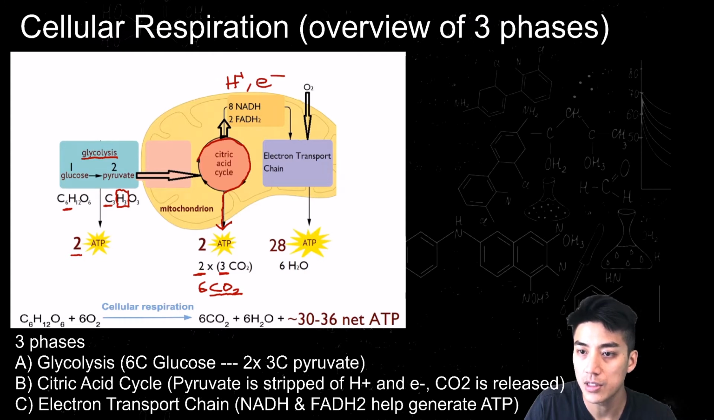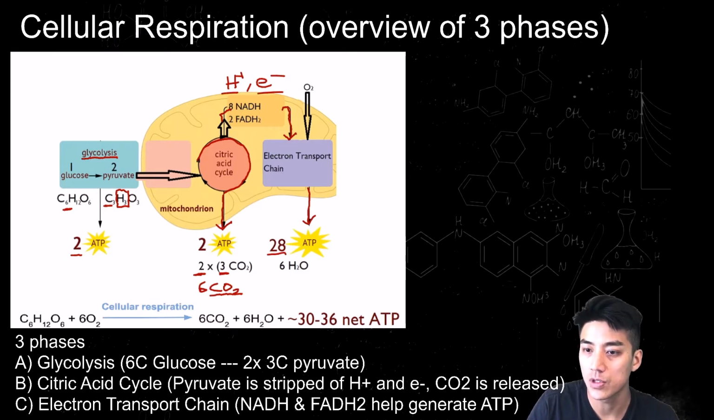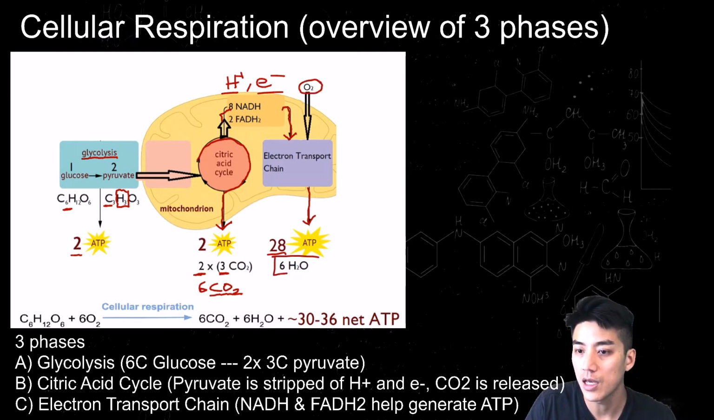And the electrons are now carried by 2 different molecules, but they do the same thing, NADH and FADH2. So these now enter the electron transport chain, and I'll explain that in detail, but the electron transport chain will produce around 28 ATP. Okay, and water is also given off as a byproduct once the hydrogens, oxygens, and electrons meet up again.